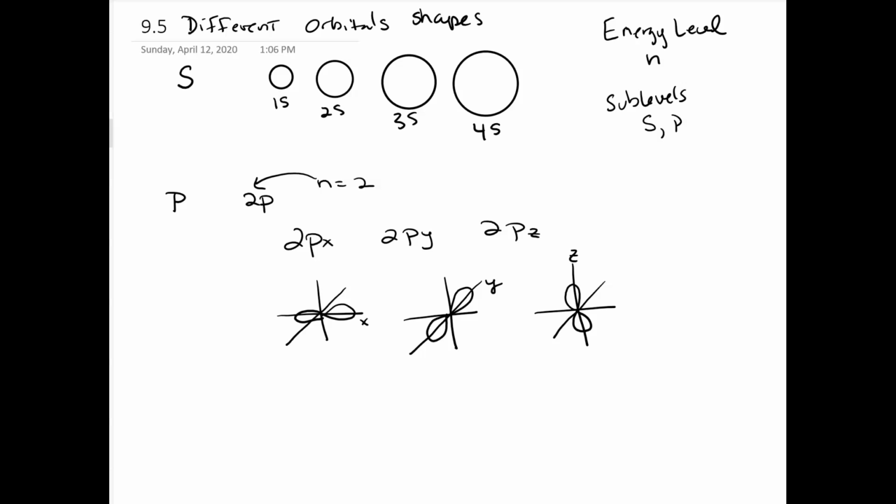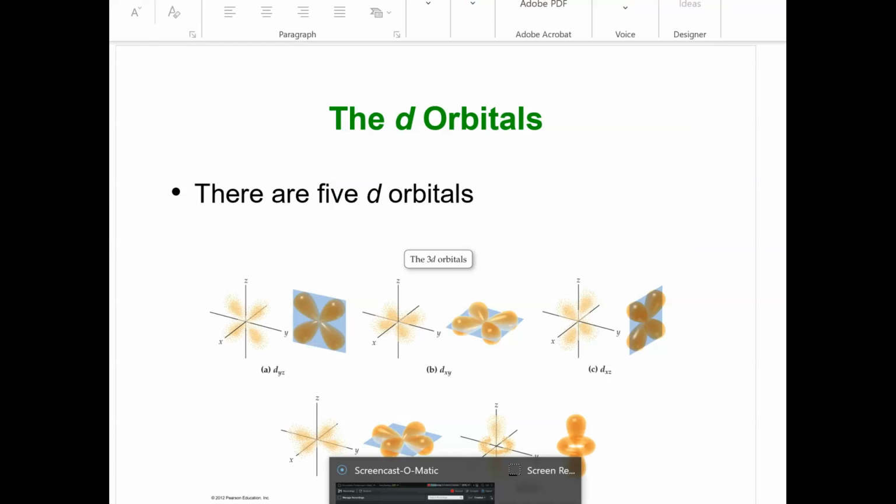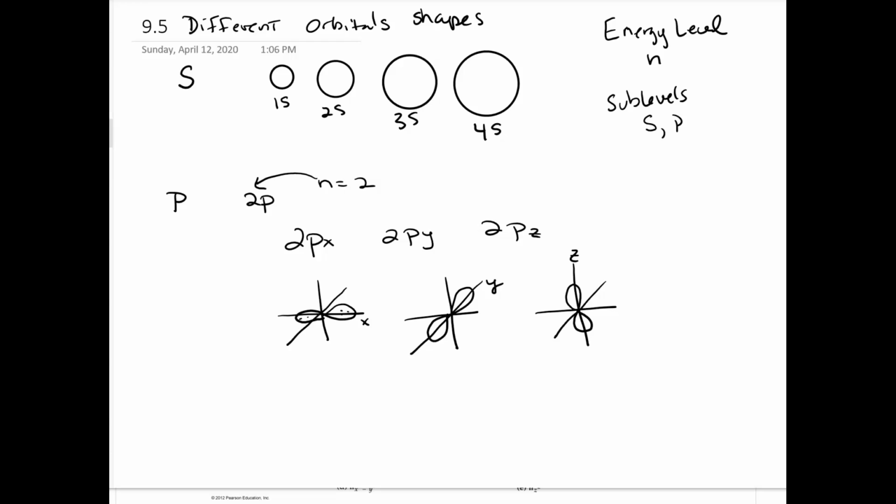That means that the electrons, remember electrons have a probability of being found within these orbitals. All electrons found within 2px, 2py, and 2pz all have the same energy associated with them. And that is because, on average, the electrons will be located the same distance from the nucleus.